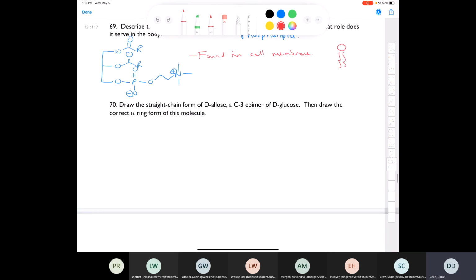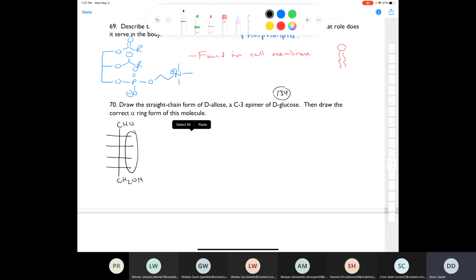Draw the straight chain form of D-allose, a C3 epimer of D-glucose, then draw the correct ring form of this molecule. So I always start with glucose. So something I've never told you, but it's a good idea to have the structure of glucose memorized. Why? It just comes up so dang much in organic chemistry. Now, the way that I do it is I always think of 134. And what does 134 have to do with anything?